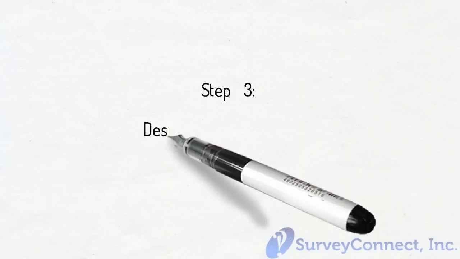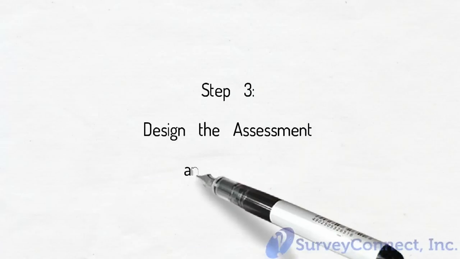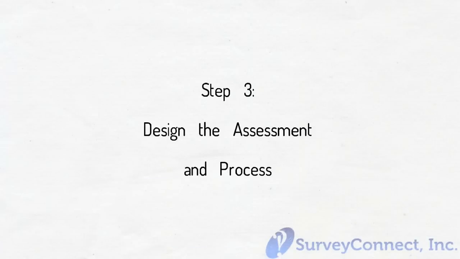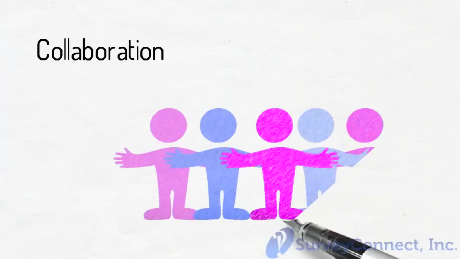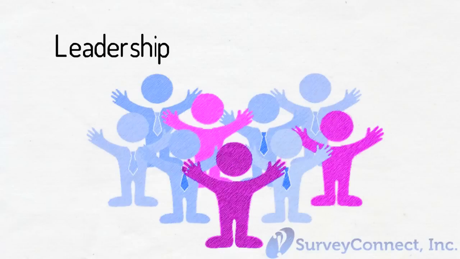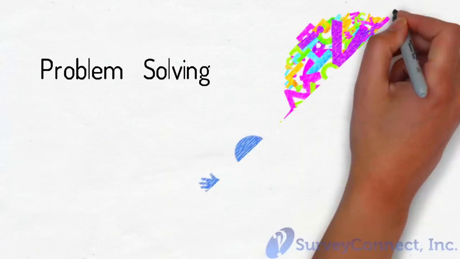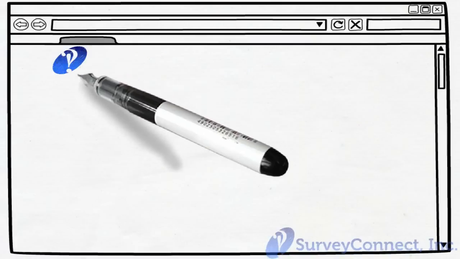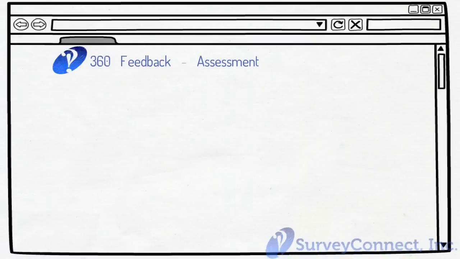Step 3. Design the assessment and process. With your objective in hand, you can now determine the competencies or topics that will help gather information. Common competencies include collaboration, communication skills, leadership, and problem solving. Once the competencies are determined, it's time to select the questions for the assessment.